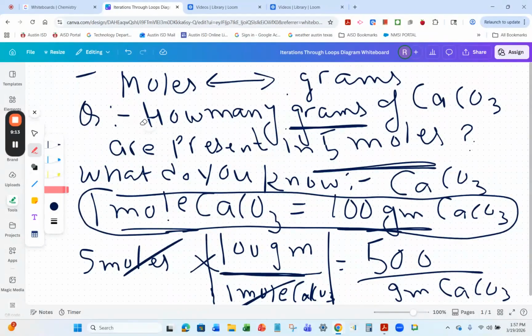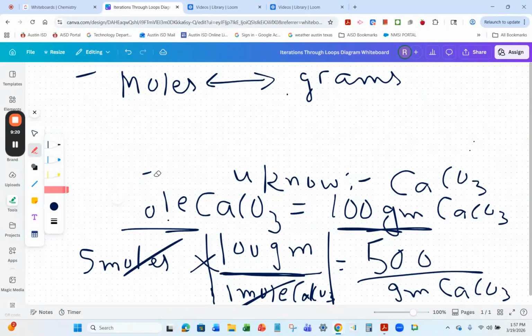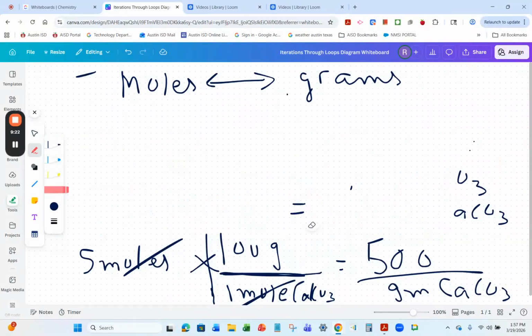So this one is the example for your ionic compound. Calcium carbonate is an ionic compound, formula unit. So let me give you one more example for your atom.